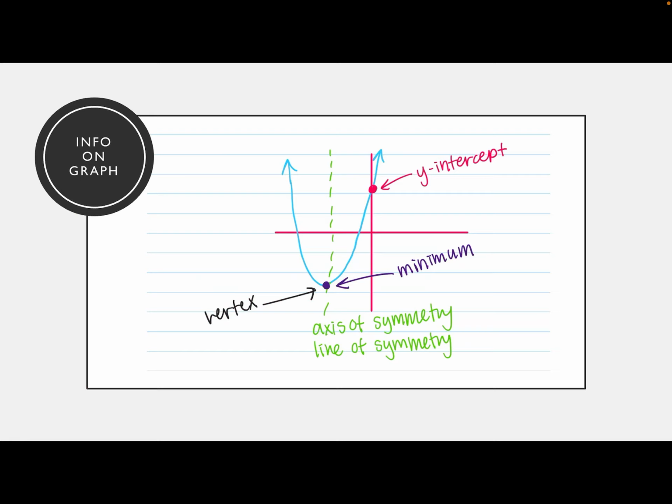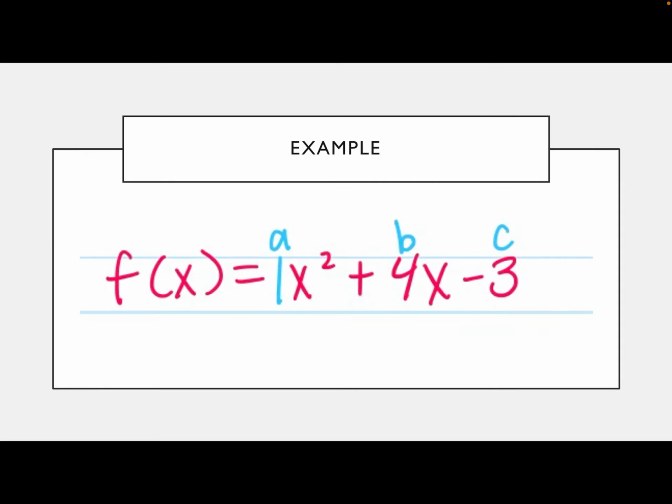These things are pretty easy to find if you have a graph, but what if we don't have a graph? What if we just have this? Do you think we can find all of those things, the y-intercept, the minimum, the line of symmetry? Do you think we could find all of that from just this? Well, we can, and I'm going to show you how.